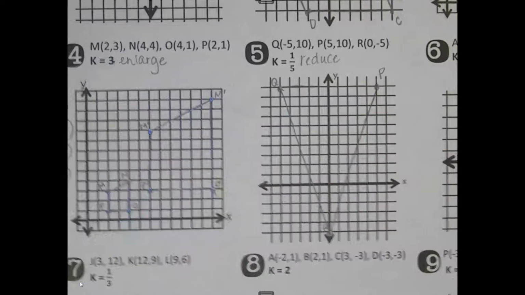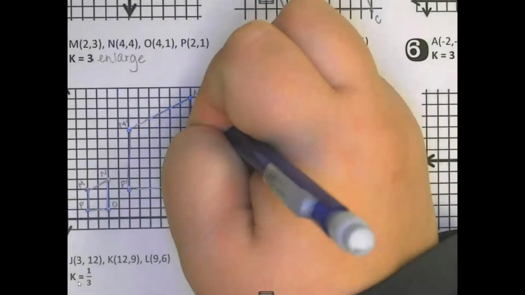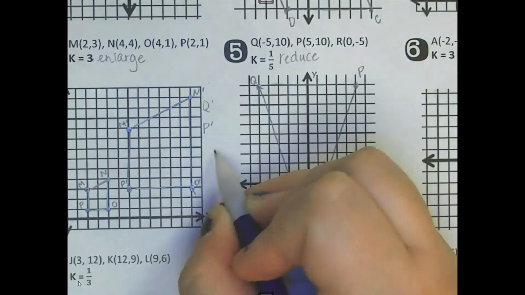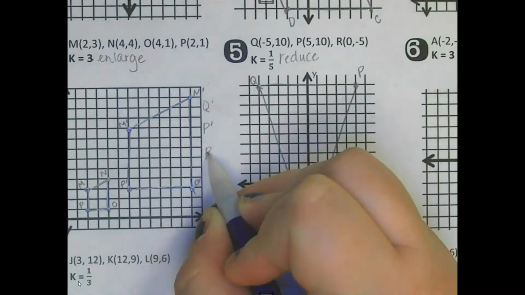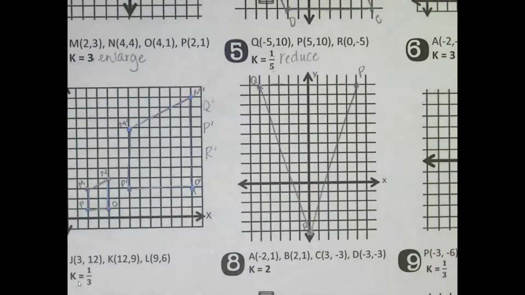All right, this is the figure you should have gotten. If you need to erase and fix it, erase and fix it. Next thing I want you to do is I want you and your partner to figure out your new coordinates, your Q prime, your P prime, and your R prime. Remember, 1/5 is the same as dividing by 5. So I want you to pause the video, and I want you to do this problem.